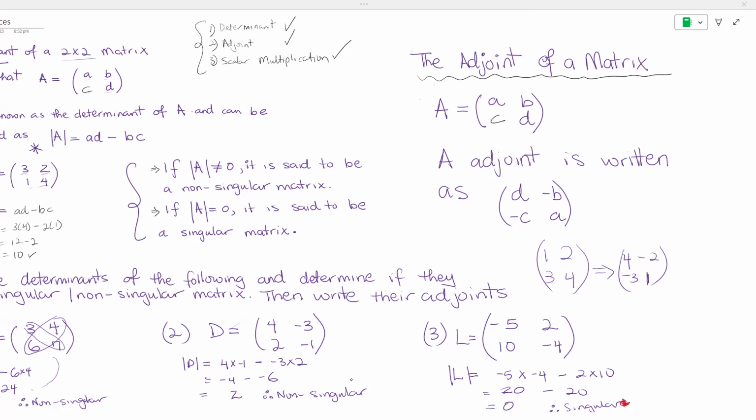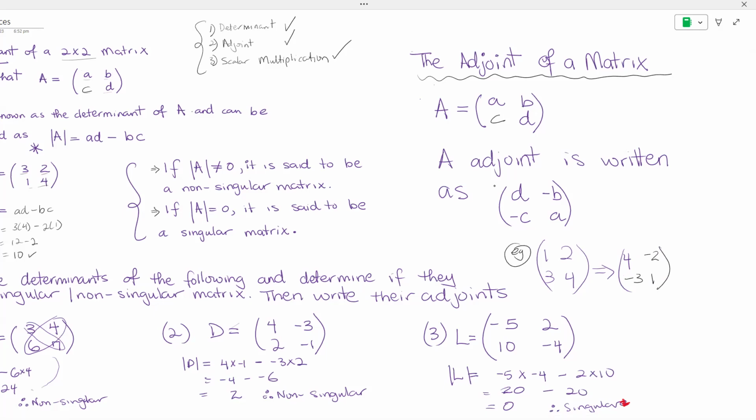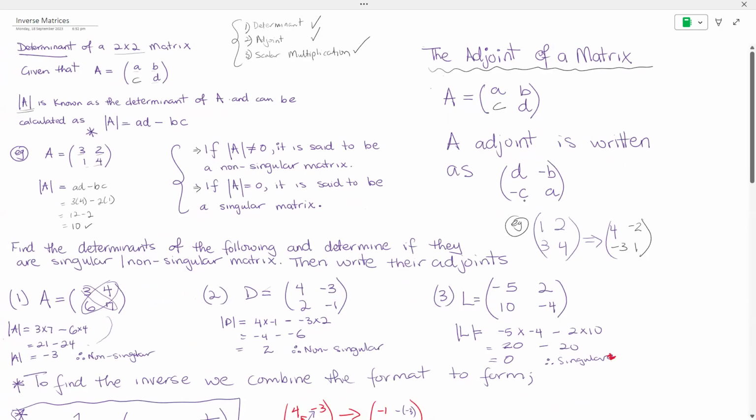Right, so A adjoint will be D, A, minus B, minus C. So for example, 1, 2, 3, 4 will end up as 4, 1, negative 2, negative 3. Any questions here? So what we can do is take our time and write down the notes quickly.